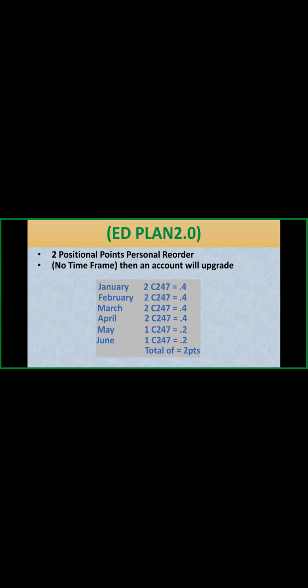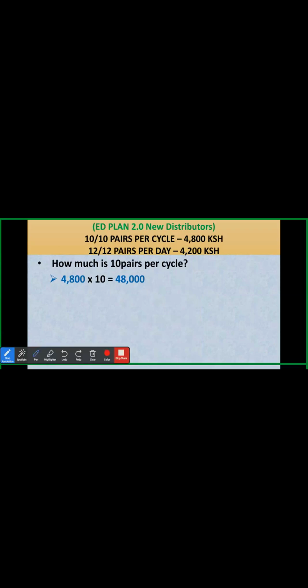But it does not mean that now you will have three profit centers, no. Basically it means that your account will no longer be an Ed Plan 2.0, your account will be an Ed Plan 3.0. Okay. So for the new members, this is what we were calculating earlier. How much is 10 pairs per cycle? When the system says a cycle, even your system calculates its cycle. Let me just write this down so that you can remember.